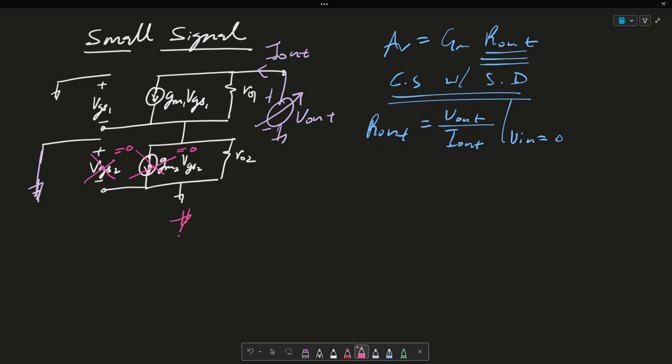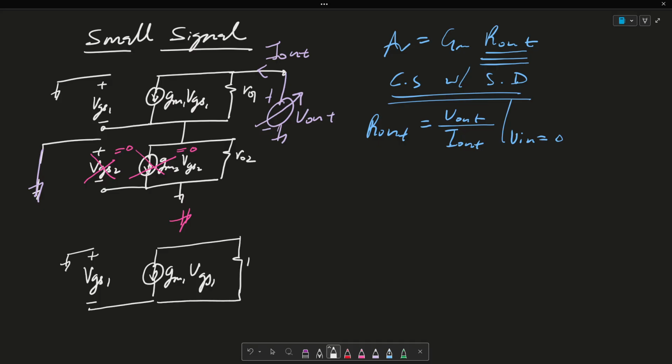And we could rewrite this, or redraw this rather, with a VGS1, a GM1 VGS1, an RO1, an I out, and a V out. And we just have this RO2 going to ground. Okay, so let's go ahead now and write different equations to see what we can obtain.